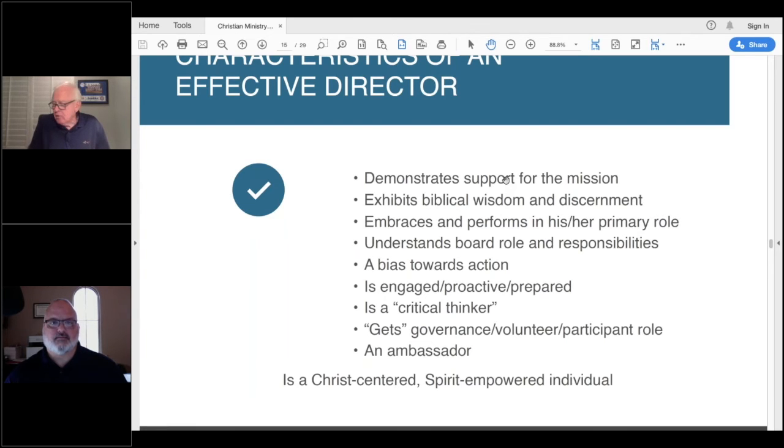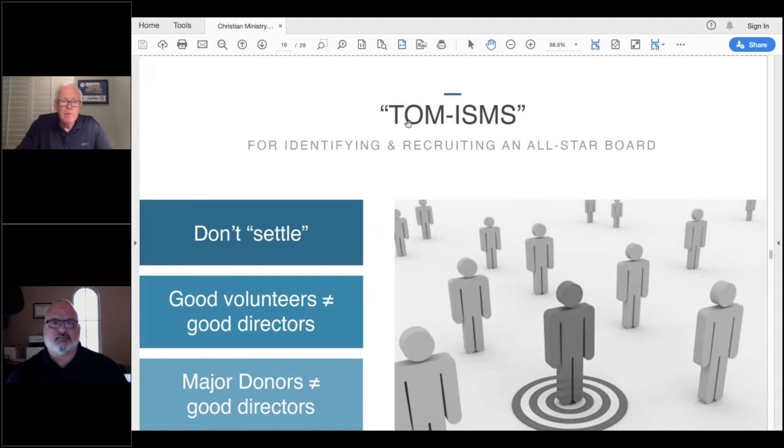And then being an ambassador, you want ones that'll be a good ambassador. And not everyone's a public speaker. Not everyone has a huge index card list of well-financed friends, but everyone can do something. And so you want to make sure that that person can play some role, so it always doesn't fall on the executive director. And then Christ-centered and spirit empowered.